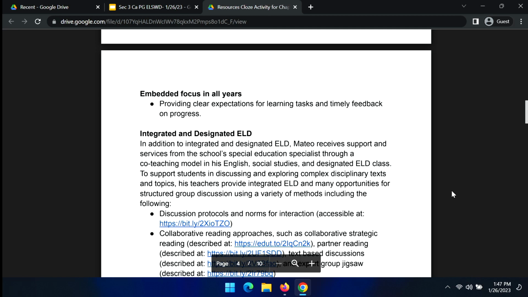We know that on top of comprehensive ELD, Mateo receives support and services from the special education specialist using a co-teaching model. So again, what the student scenario does is it provides us with a series of examples of how we tie it all together. What might comprehensive ELD look like? What does special education services look like for Mateo? When we review and set new IEP goals, what are we discussing?